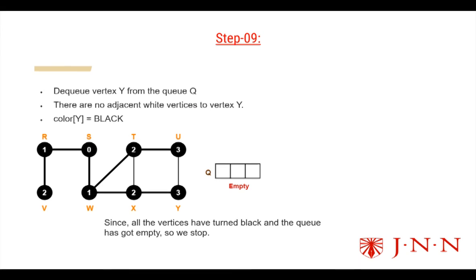So this is the final step. Here we dequeue the vertex Y from the queue, and here we do not have any adjacent white vertices to vertex Y. So the color of Y becomes black. Since all the vertices have turned black and the queue has become empty, we stop the process.